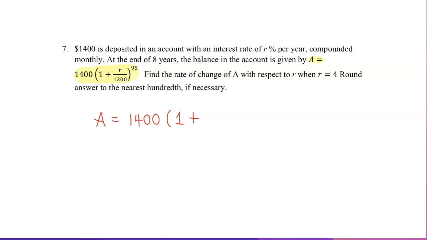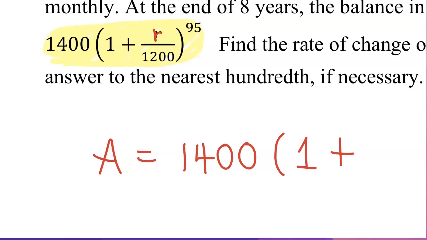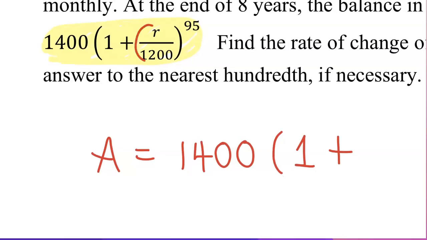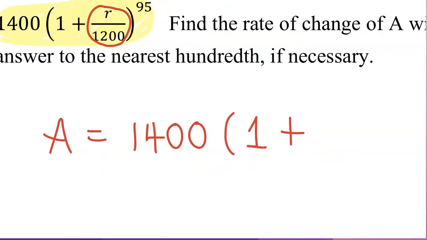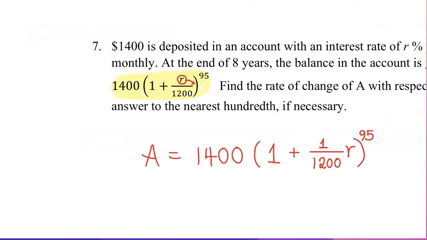But look, here's one little thing that I want to change about this. You notice how we have R over 1200? I don't like the look of this. What I'm going to do is write this as 1... I'm going to bring this R down to the side of it, and write it as 1 over 1200 times R. And that's getting raised to the 95th power. So I did a slight rewriting because I have a question here.